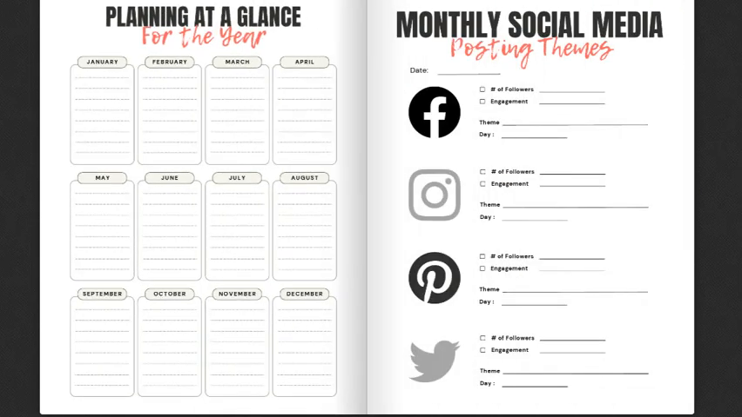Now, you also have this blank planning at a glance, and this is going to give you a place to put your high level plans for the year. So let's say that in January you want to focus on products that are related to people's New Year's resolutions. A lot of times in January, people set goals for the year. They think about how they can improve their lives.